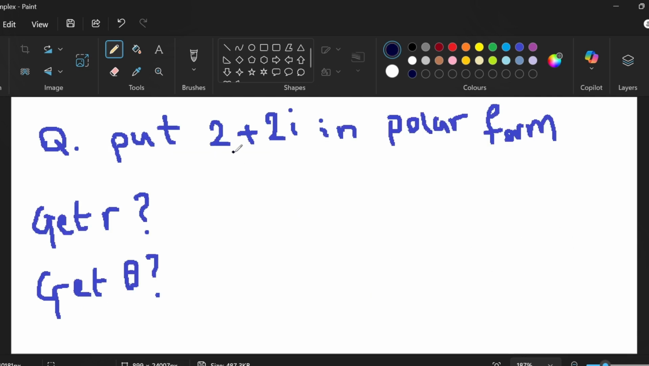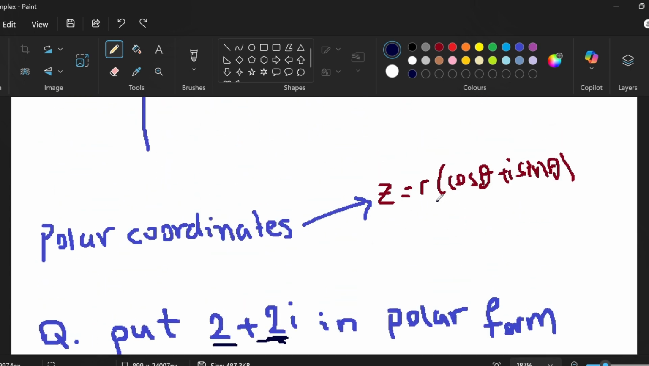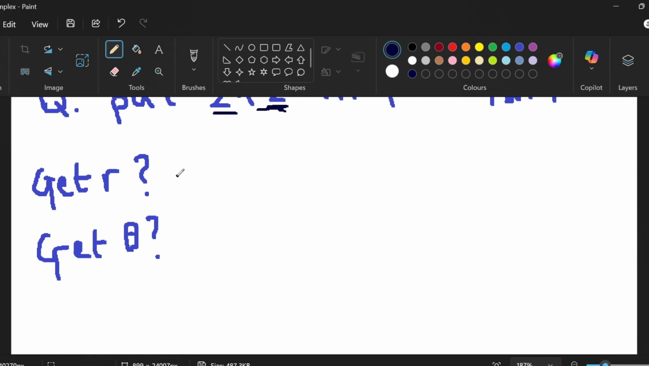Let's try this. So we have this complex number, 2 plus 2i, and we need to put it in polar form. We need two things. We need r, and we need theta. Because if we look up here, we just need to know two things. We need this r, and we need this theta. Well, we already have a formula for r. It's going to be the modulus, the square root of x squared plus y squared.